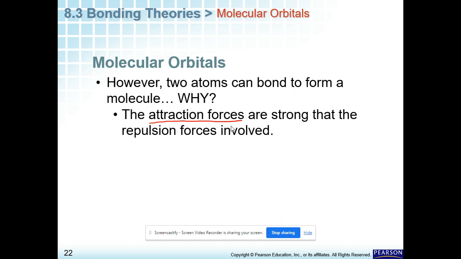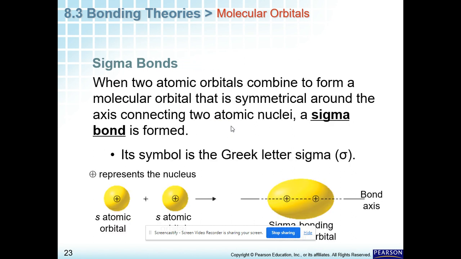There are 2 types of molecular or bonding orbitals we're going to talk about. The first one is sigma, and the second one will be pi. I'm going to talk about each one's textbook definition, and then I'm going to give you a way to identify sigma and pi bonds within a molecule.